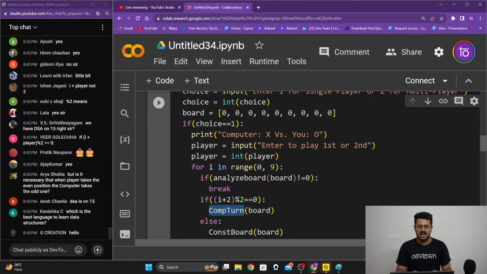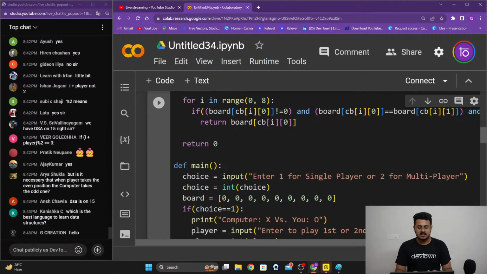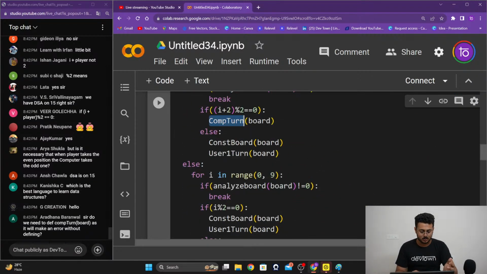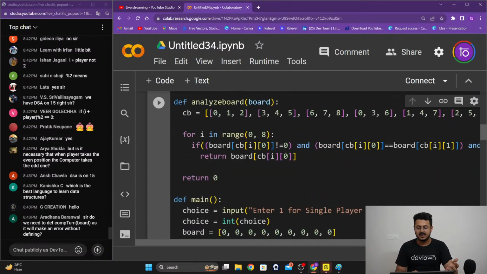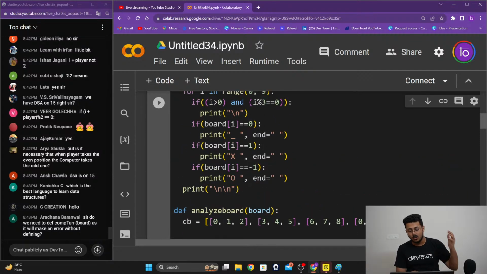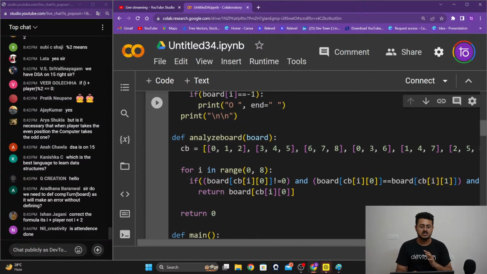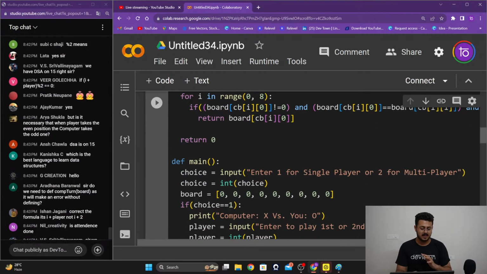Okay, so we'll start by making our comp turn, guys. That is the computer's turn right now. Now the computer's turn is a little bit difficult. Here we are starting to implement the AI. Now the entire AI, I think, will not be more than 20-25 lines of code, I guess. But this is the most difficult part of the entire program, guys.